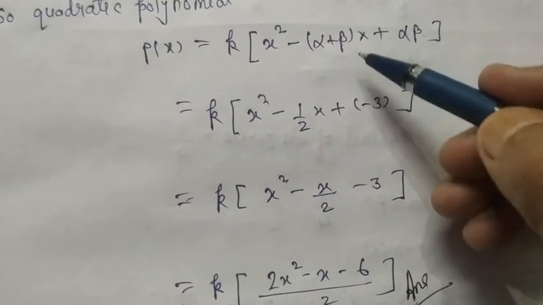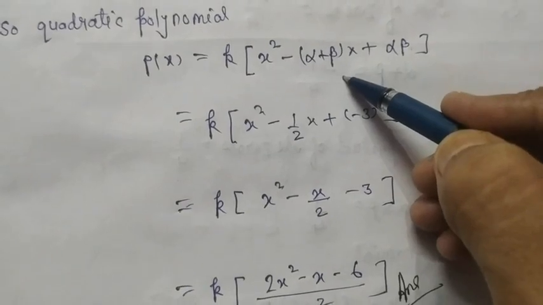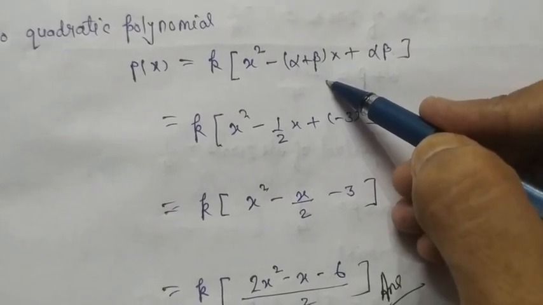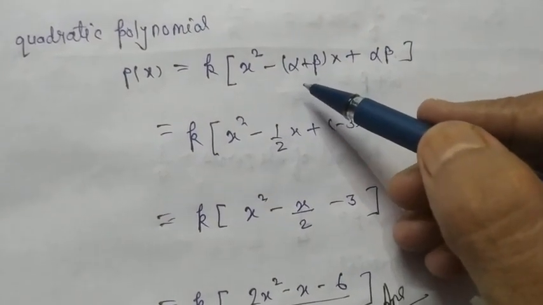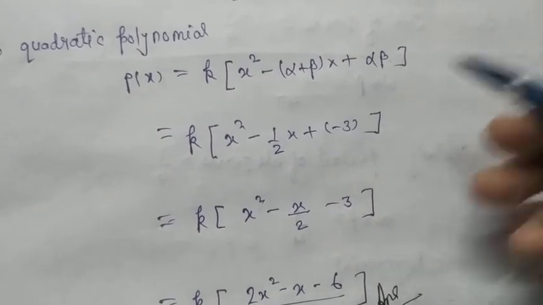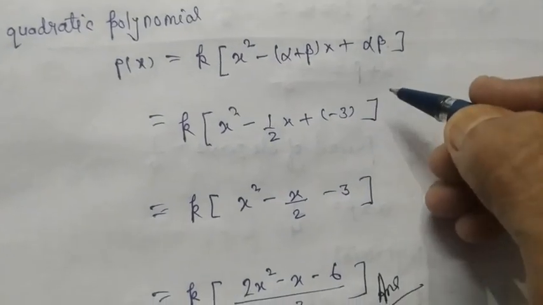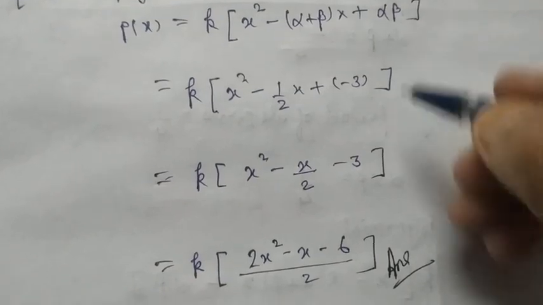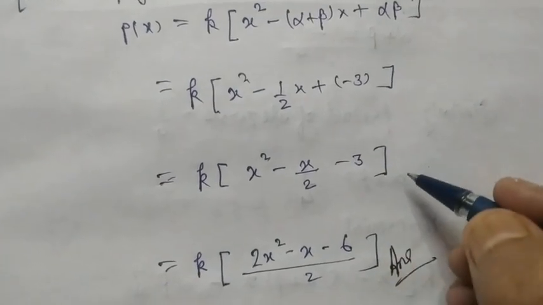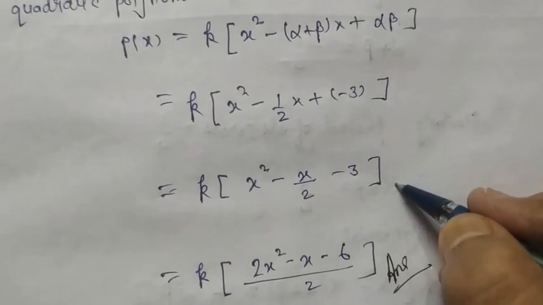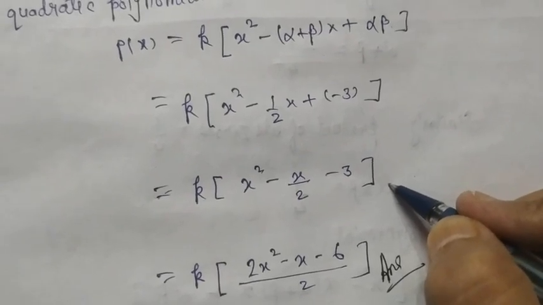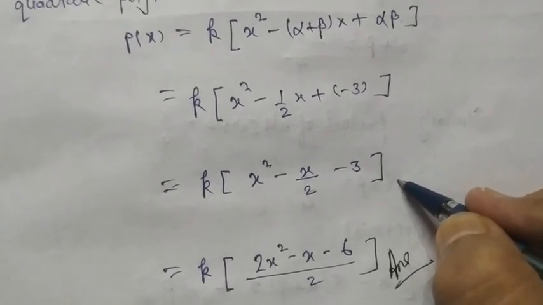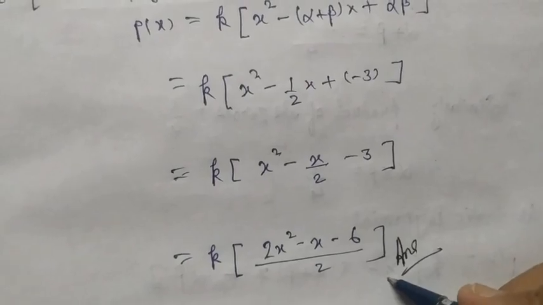You have to remember this expression, and from the question you will get α and β. Just solve for α + β and α into β, and put the values in this expression. You will get the desired polynomial. You can leave the answer up to here only. No marks will be deducted. But if you want to simplify it, then you can solve up to here.